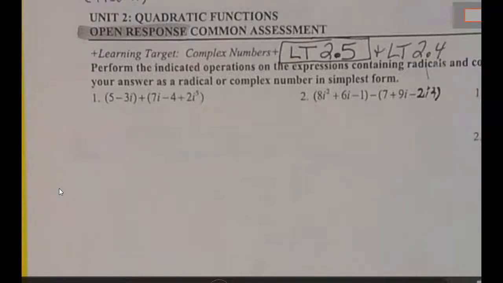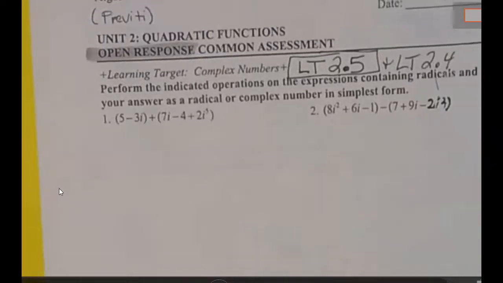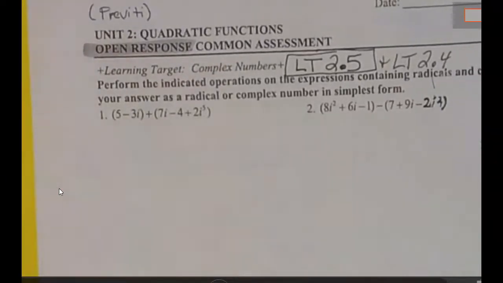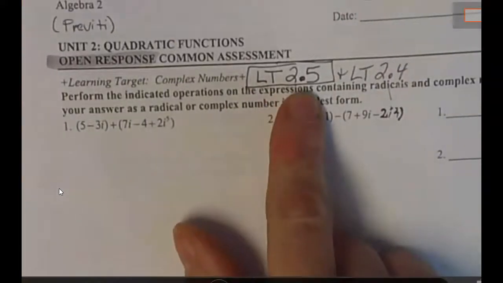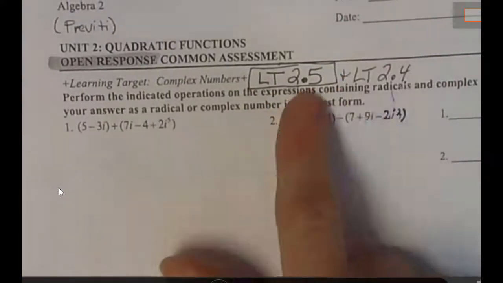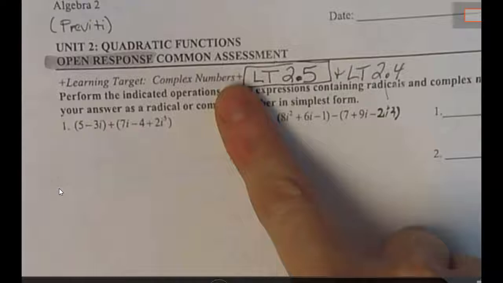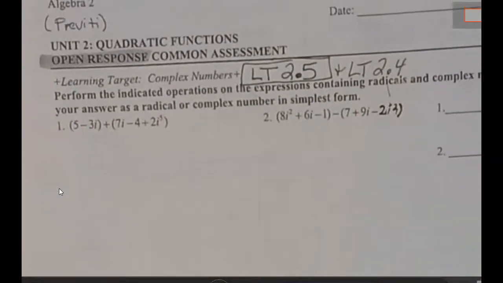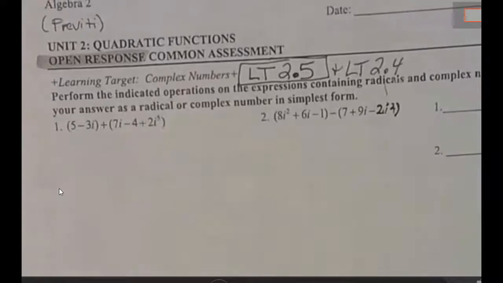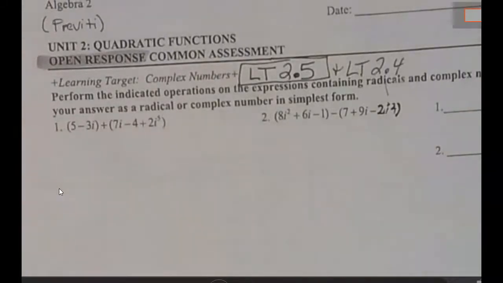All right, hi there. So we are on the back of our test for the Unit 2, and really this is mainly going to be our 2.5 learning target, but this is in the section where we've done 2.4 and 2.5, but you'll want to have your 2.5 notes out. This is on the back of the test. It's the open response. I'm going to go through and help you set up some of these, and then you'll finish them on your own.